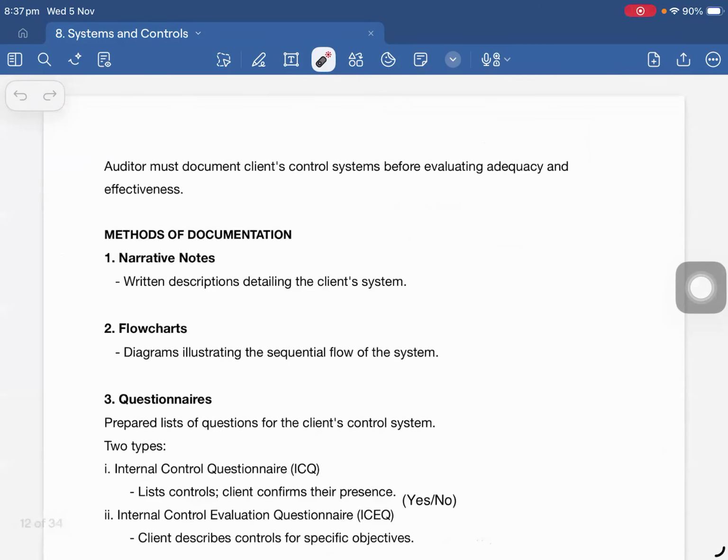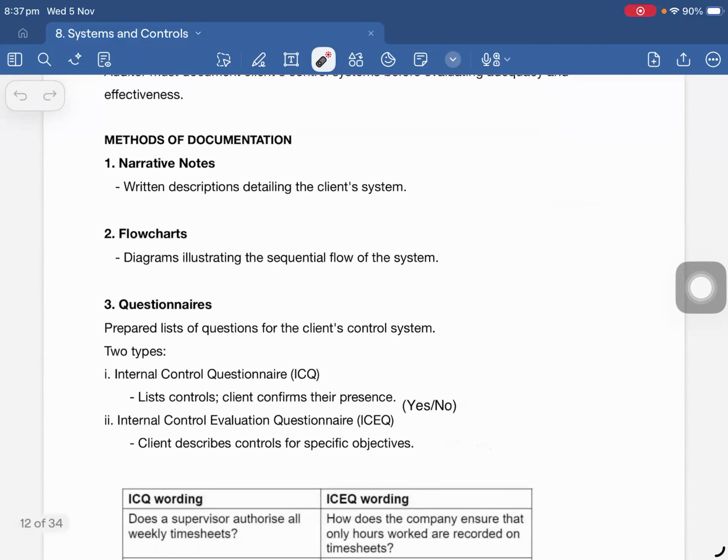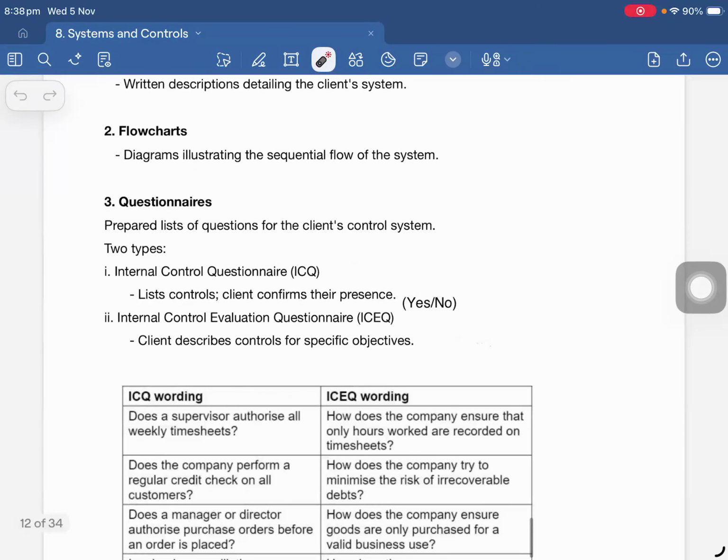Next, documenting the client system. So you have to identify, you have to note down what all internal control systems your client has. So there are three methods: narrative notes, flowcharts, and questionnaires. Narrative notes are writing down what all controls are there in your client company. Flowcharts are a graphical representation of how the control system works. And questionnaires are collecting answers for the questions that have been preset. Clear? And under questionnaires, we have two types of questionnaires: ICQ and ICEQ.